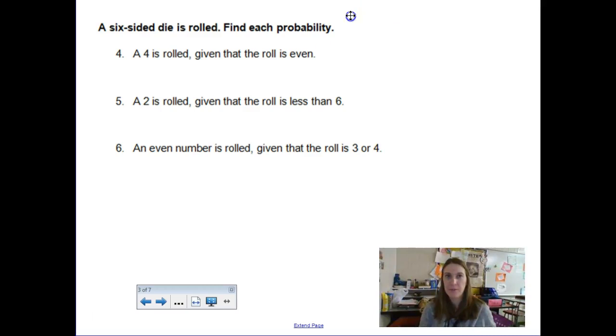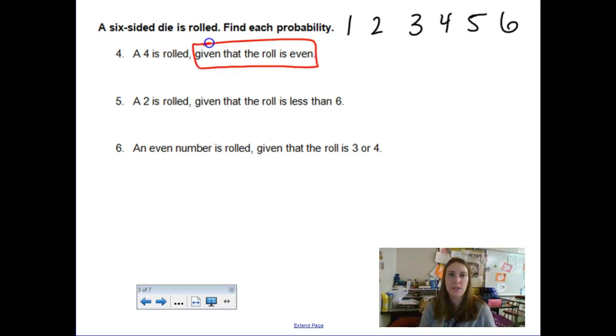Alright, this one. What I'm going to do is I'm going to draw out the sample space because it's just a 6-sided die. So you're either going to roll a 1, or a 2, or a 3, or a 4, or a 5, or a 6. So the probability that a 4 is rolled, given that you roll an even. So we are either going to roll a 2, or a 4, or a 6, because it says you're going to roll an even. So there's 3 outcomes that are possible. Out of these 3 outcomes, how many of them is the number 4? Well, that would be 1 out of the 3.